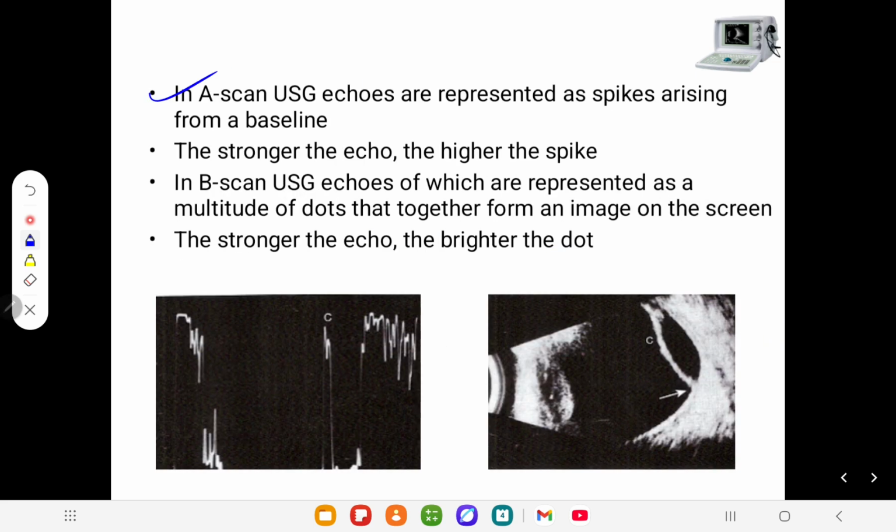So in A scan, ultrasound echoes are represented by spikes rising from the baseline. Basically, if the spike rises higher, it means higher reflectivity. So the stronger the echo, the higher the spike.